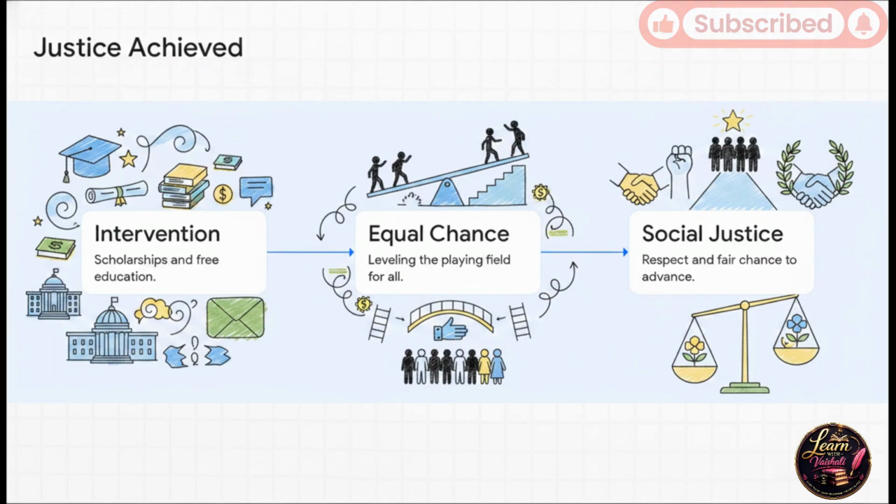Step 1 is government intervention. This means society implementing specific programs like scholarships, free education, and reservation systems. Step 2 is equal opportunity. These interventions act to actively level out that playing field, giving the disadvantaged child the actual, tangible resources they need to compete fairly. And then step 3 is social justice achieved. Ultimately, because of those interventions, every single individual is granted respect and a genuinely fair chance to move forward in life based on their actual potential, rather than just their financial starting point.